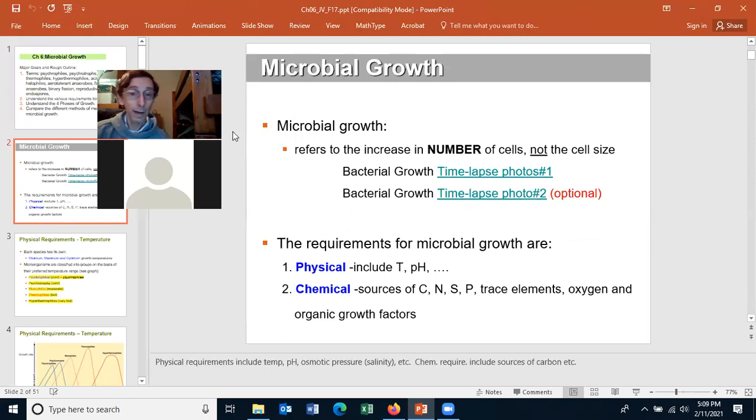When we're talking about microbial growth, you should understand that we mean an increase in the number of cells, not an increase in the cell size. Any question about that?